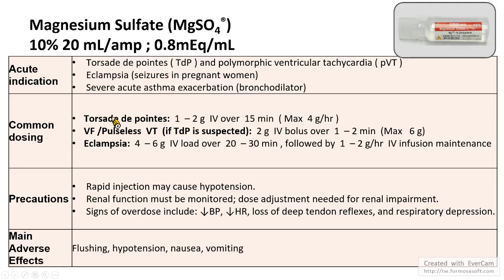It is composed with magnesium sulfate as the electrolyte, and it is indicated in torsades de pointes, with 1 to 2 grams IV drip over 50 minutes, or if torsades is suspected for those highly differentiated VF or post-VT, then we can also try 2 grams IV bolus as well.